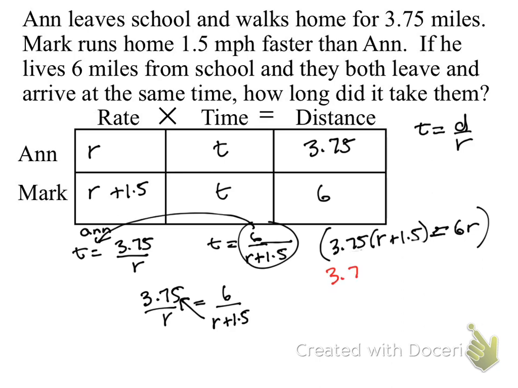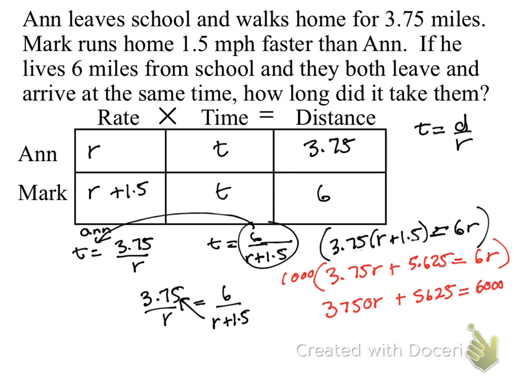So that will be 3.75R plus 3.75 times 1.5 is 5.625. Now, I can clear it now. I can multiply it by 100 now, but it's still not going to help this. I've still got this. So now I can multiply by 1,000. Then I get 3750R plus 5625 equals 6,000R.